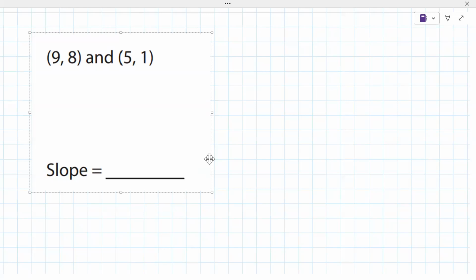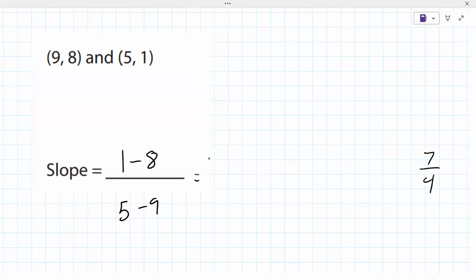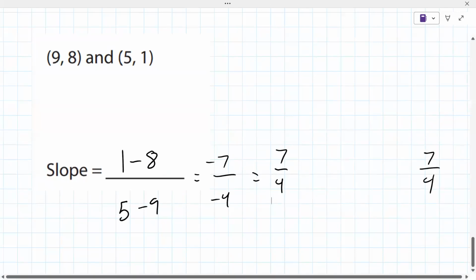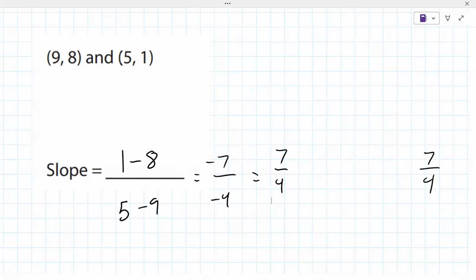Would it be +7/4? Like this? Mhm. Okay, let's try it out. 1 minus 8 over 5 minus 9 is -7 over -4, which is 7 over 4. Really good. Okay, that was kind of the easy one, we'll say. I mean, when I say easy, I mean there's just degrees of difficulty on this. So let's do a couple more here.